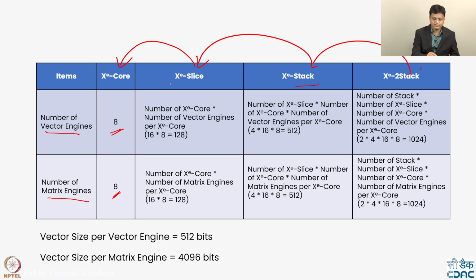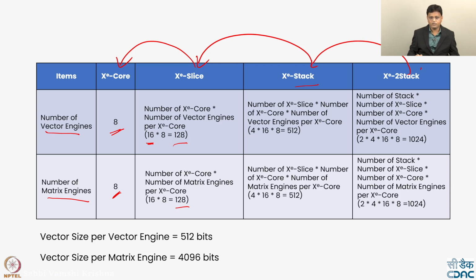If I look at a slice, if you remember, there were 16 Xe cores present in one slice. So, if you multiply the number of Xe cores with the number of vector engines, you will get the actual count, 128. So, within one slice there are 128 vector engines, and because the count is the same for matrix engines as well, there will be 128 matrix engines or extended matrix.